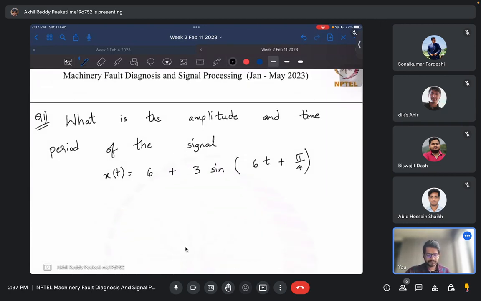So the first question: what is the amplitude and time period of the signal, which is given as x of t as a function of time? 6 plus 3 sine of 6t plus pi by 4. So can anyone tell me what would be the amplitude? Anyone? What would be the amplitude of this signal?